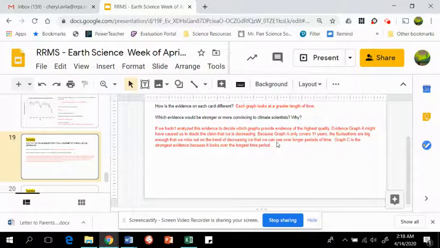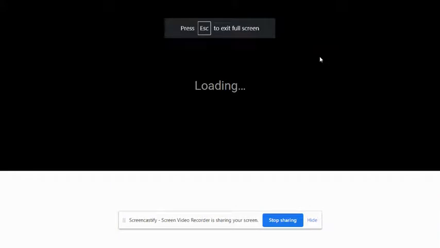If we hadn't analyzed this evidence to decide which graphs provide evidence of the highest quality, graph A might have caused us to doubt the claim that ice is decreasing. Because graph A only covers 11 years, the fluctuations are big enough that we miss out on the trend of decreasing ice that we can see over longer periods of time. Graph C is the strongest evidence because it looks over the longest period of time.